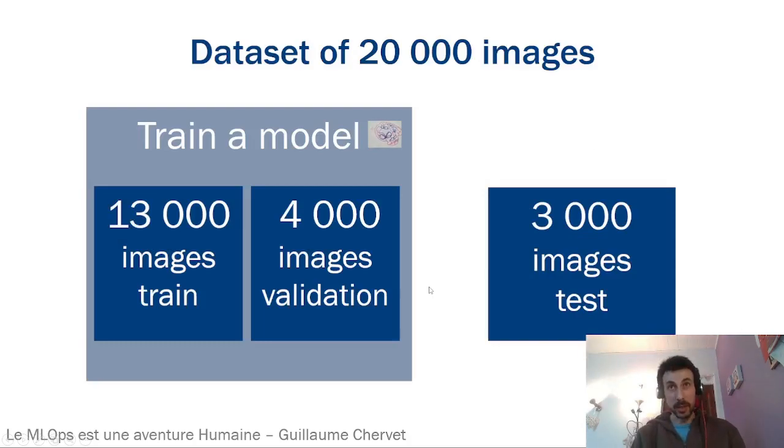In theory, and what needs to be done in practice, to train an AI, imagine that we have 20,000 images. We'll need to create 3 sets of data. We'll keep 2 sets of data to train the model, a train set with 13,000 images, and a validation set with 4,000 images. These images will be used by the model to train on them.